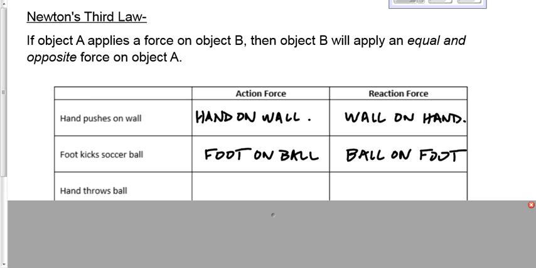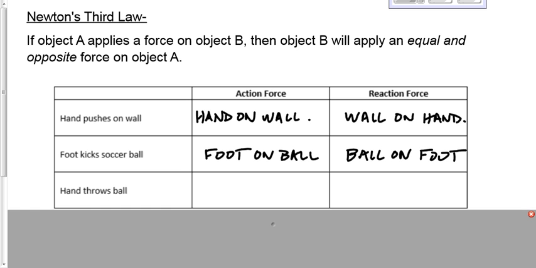My hand throws a ball. I throw a baseball, or I throw a volleyball or something, football, whatever. My hand throws a ball. The action force is the force of my hand on the ball. If the ball goes forward, right? It's because my hand is pushing on the ball. But there's also an equal and opposite force of the ball on my hand, right?